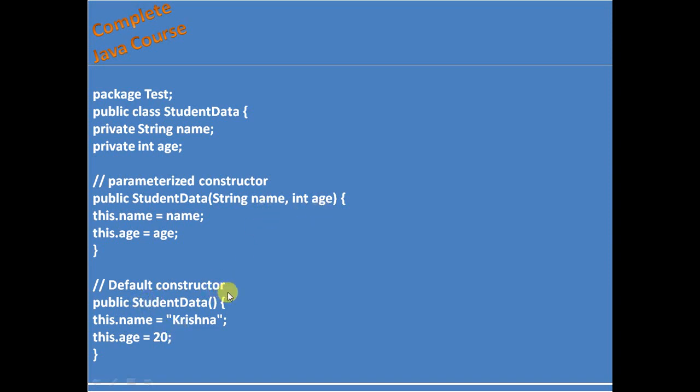In the default constructor you are defining the values on your own. So in the default constructor you are initializing the variables with hard coded values, but in the parameterized constructor you can provide the values at runtime, or when you create the object.